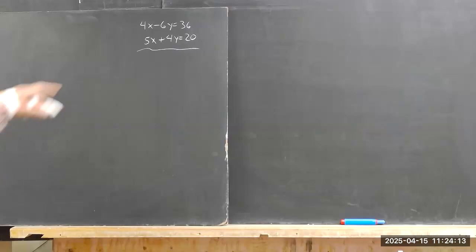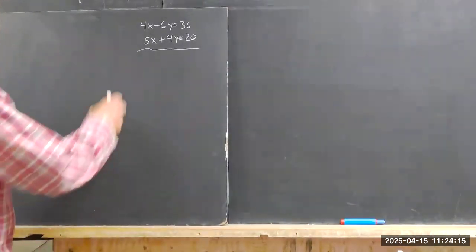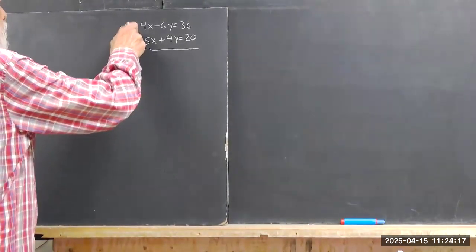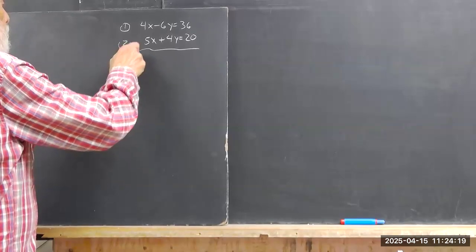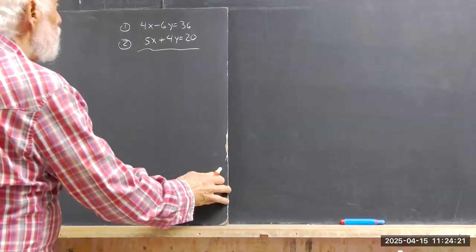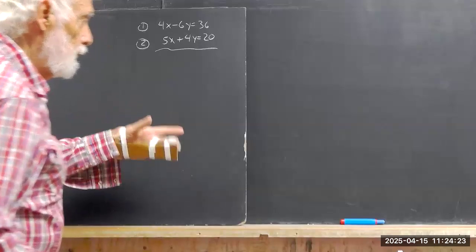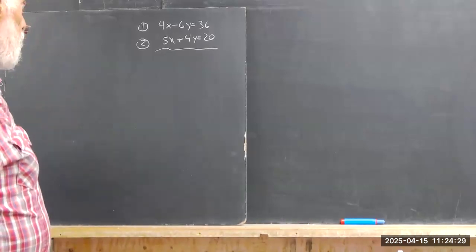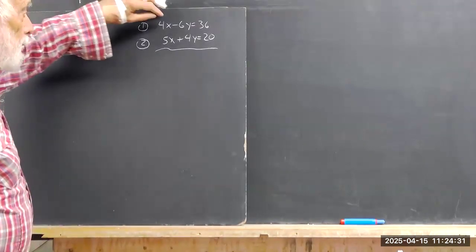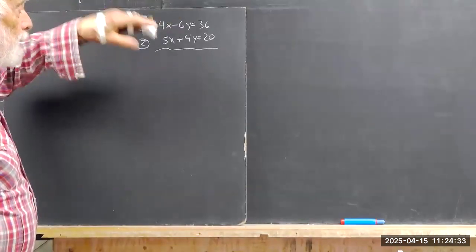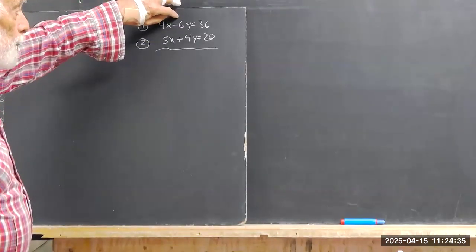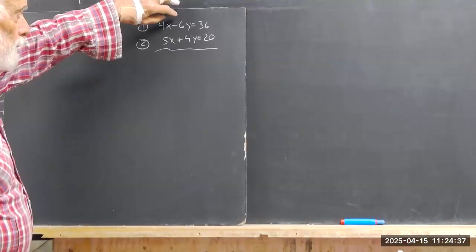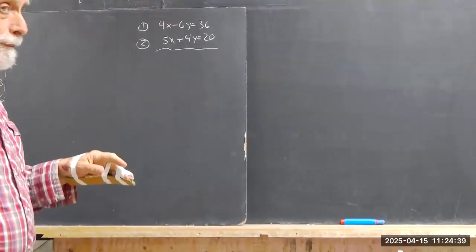Okay, we have this system of two equations. Following procedures that I've used previously, I number the equations so I can document what I'm doing to the equations. Now, I could eliminate y if I multiply the first equation by 2 and the second by 3.